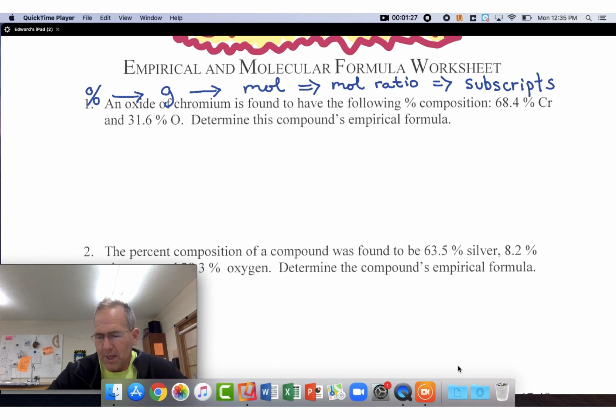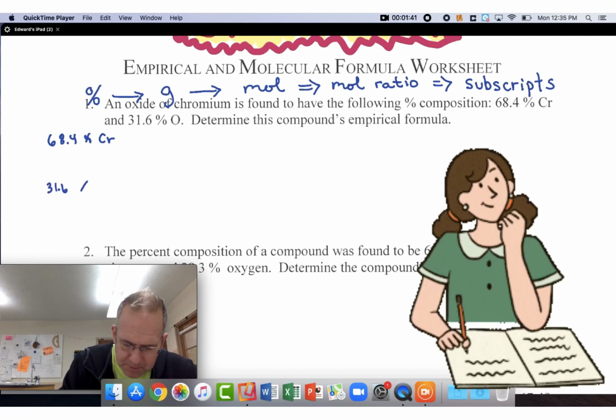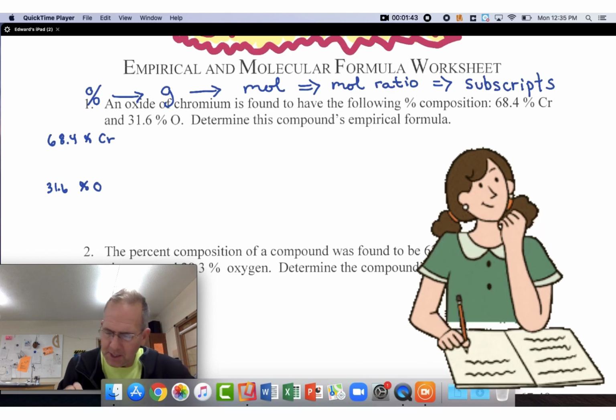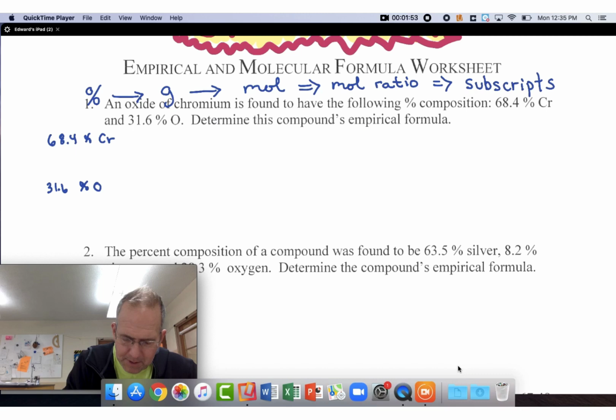Okay, so we have 68.4% chromium, and we have 31.6% oxygen, and we're going to try to find the empirical formula for these things. So, first step, percent to grams.